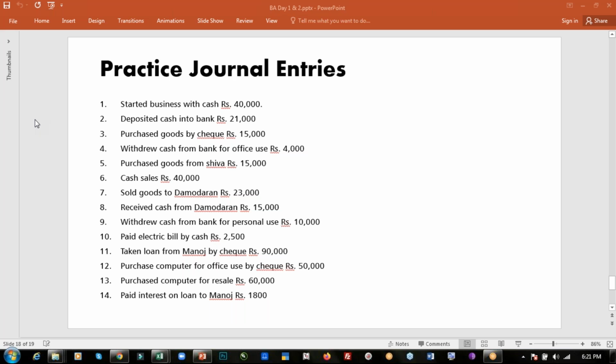The fifth transaction journal entry will be purchase account debit to Shiva account. Because it's a credit purchase, that's why we have to mention the creditor later in the credit.